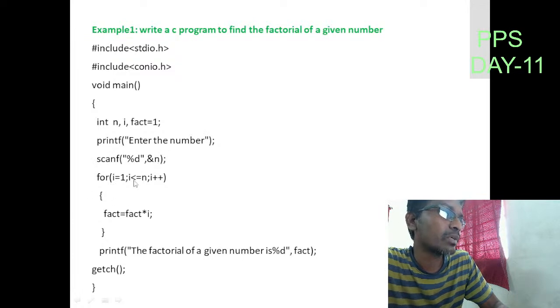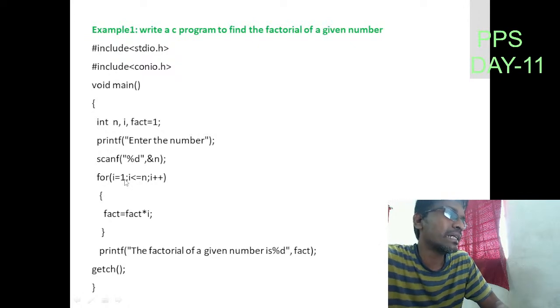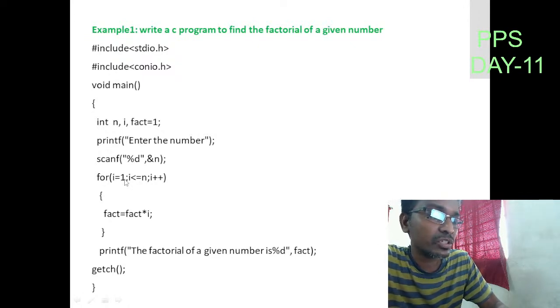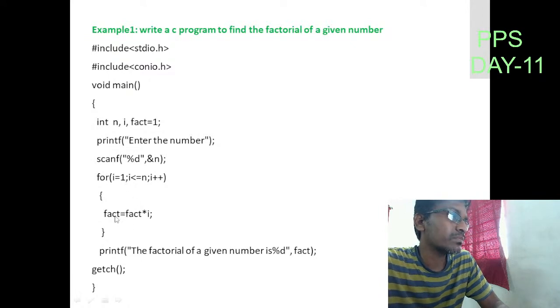After that, I am going to use a loop control statement: for i equal to 0. Actually, I'm not going to start with i equal to 0. Why? Because, for example, fact equal to fact into i. Whenever I substitute the i value here, it becomes fact into 0, and 0 into something will be 0 only. So that's why I will start the loop with i equal to 1, and I'm going to check up to i less than or equal to n.